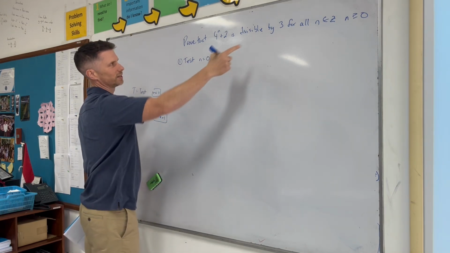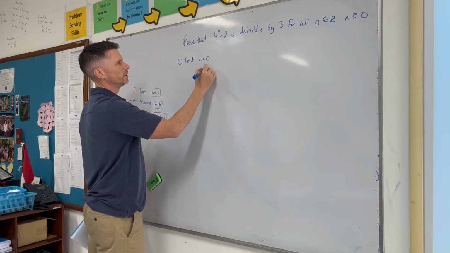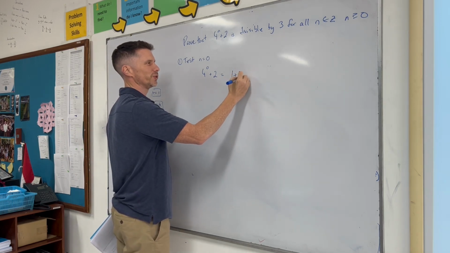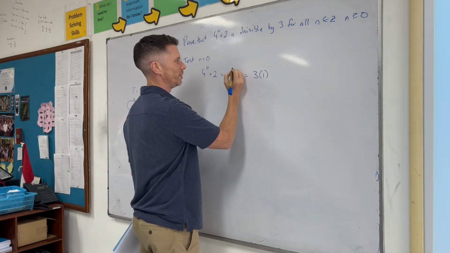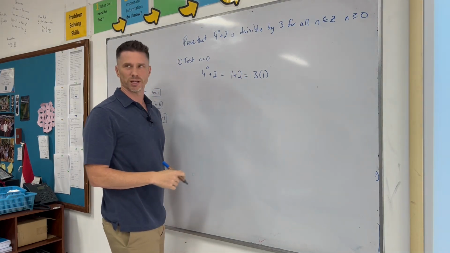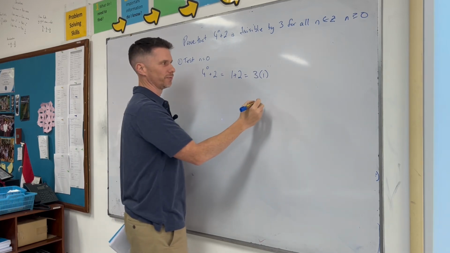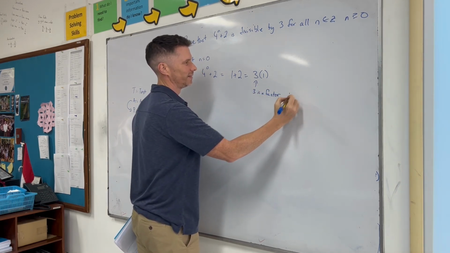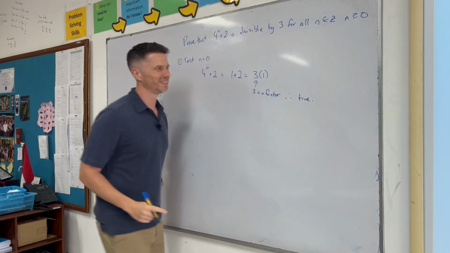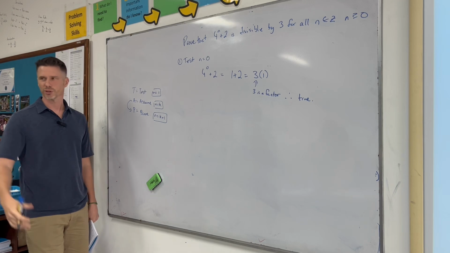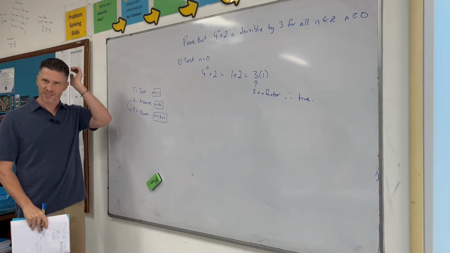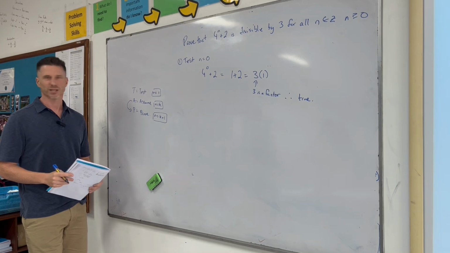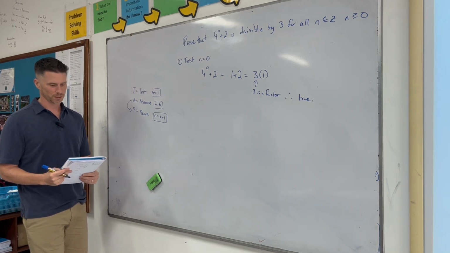So let's test. 4 to the power of 0 plus 2 equals 1 plus 2, which equals 3, which is 3 times 1, so therefore it's true. 3 is a factor there. It's 3 times something, so it's a factor. When you're proving divisibility, this idea of a factor is important, that it factors out, because that's how you prove it's divisible. It has to have a factor of it. Okay, we've done that.